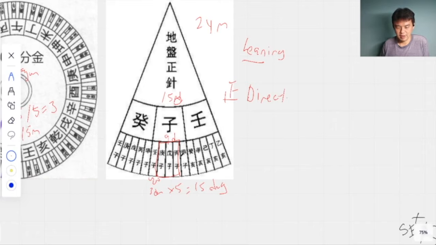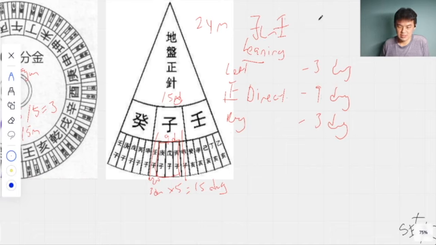This will be the direct facing. But let's say your measurement lands between here or here. This direct will make up 9 degrees, then you have 3 degrees to the left and 3 degrees to the right. When your measurement lands here, it means you are already leaning. So if you are zi and you are over here, it's actually zi lin ren. When you are here, then it's zi lin gui. These are when the replacement stars are applied, in theory.